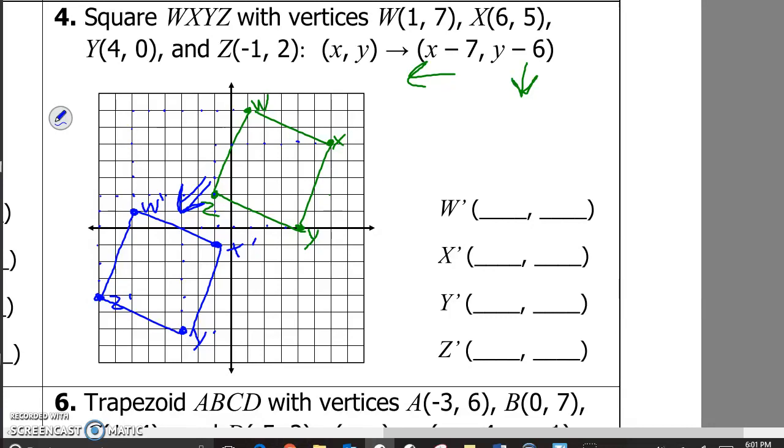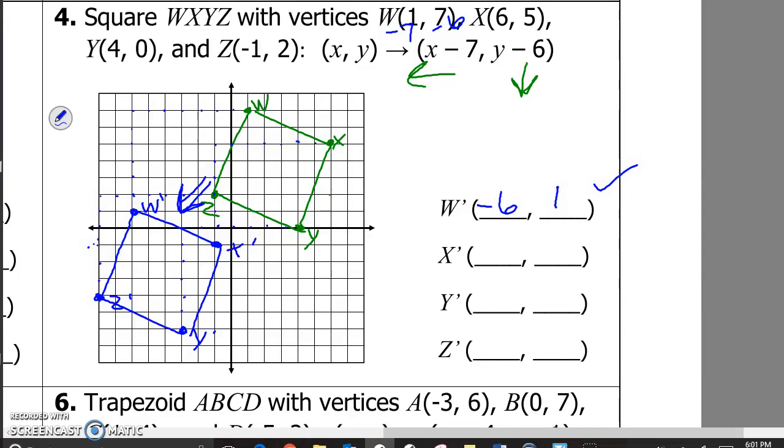Okay, so using the math, or we could look at our graph to pick out our coordinates. It doesn't matter, it's the same. We would do negative 7, minus 6. So 1 minus 7 is negative 6. 7 minus 6 is 1. Let's check. Negative 6, 1, 2, 3, 4, 5, 6, positive 1. We're good. Good to go.